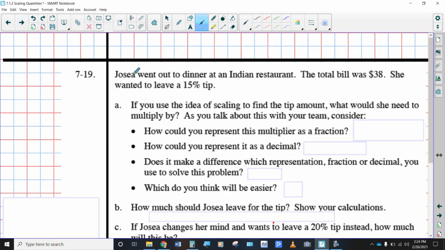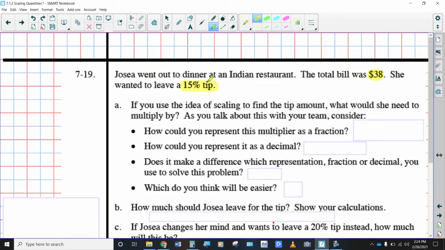All right, Josiah went to dinner at an Indian restaurant. The total bill was $38. I'm going to go ahead and highlight that, and she wants to leave a tip of 15%. So if you use the idea of scaling to find the tip amount, what would you need to multiply by?